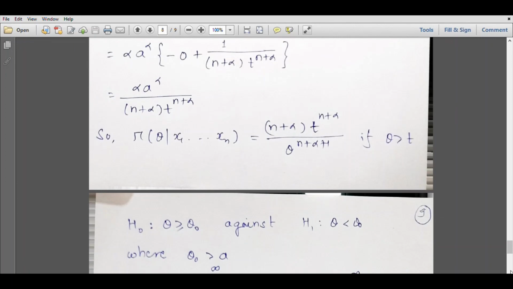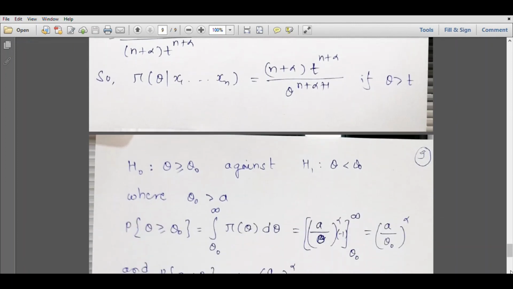So suppose this is the prior distribution which is mentioned earlier, and now we want to test a different type of hypothesis. Earlier we considered H naught: theta less than or equal to theta naught, and H1: theta greater than theta naught. Now I have changed the directions here. H naught is theta greater than or equal to theta naught and H1 is theta less than theta naught, where this hypothesis will be meaningless if theta naught is less than a, because we know that a priori theta must be larger than a.